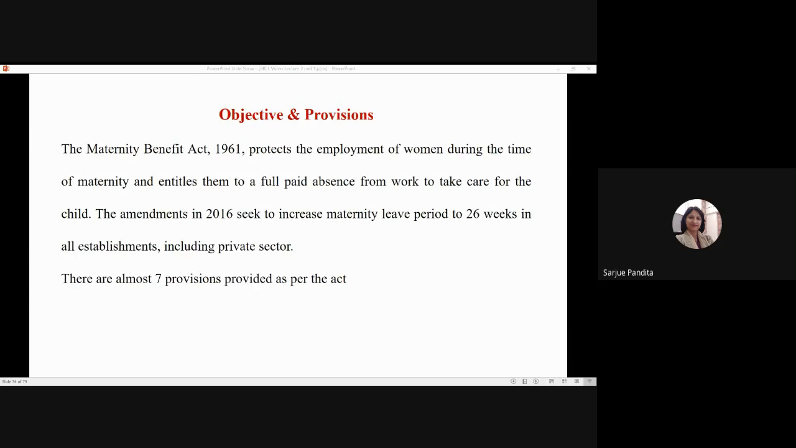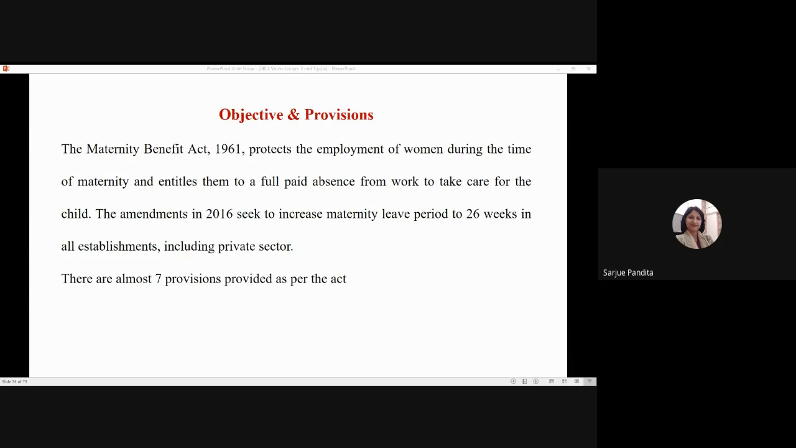Then the next provision is, if a woman works in any establishment after she has been permitted by her employer to absent herself for any period, during such authorized absence, she shall forfeit her claim to the maternity benefit for such period.